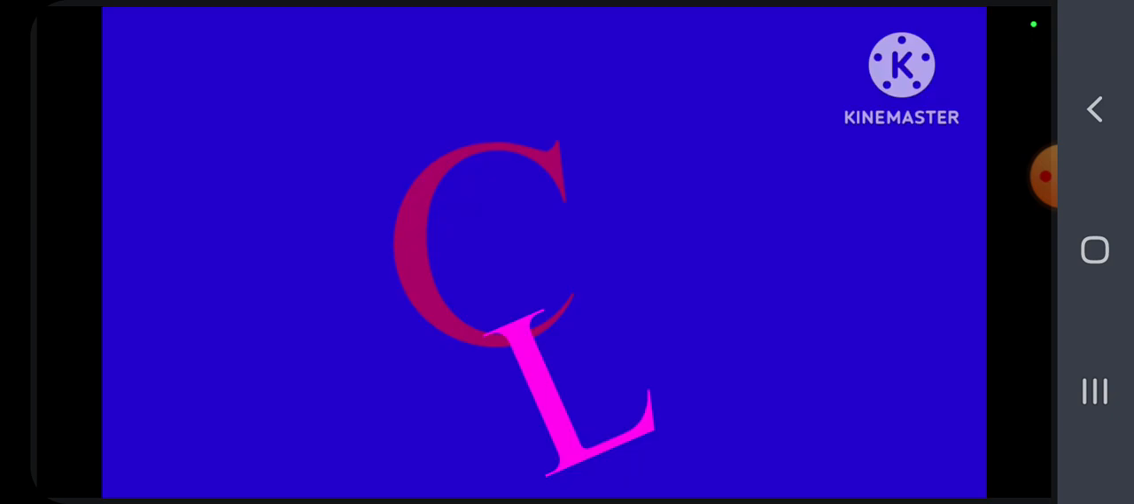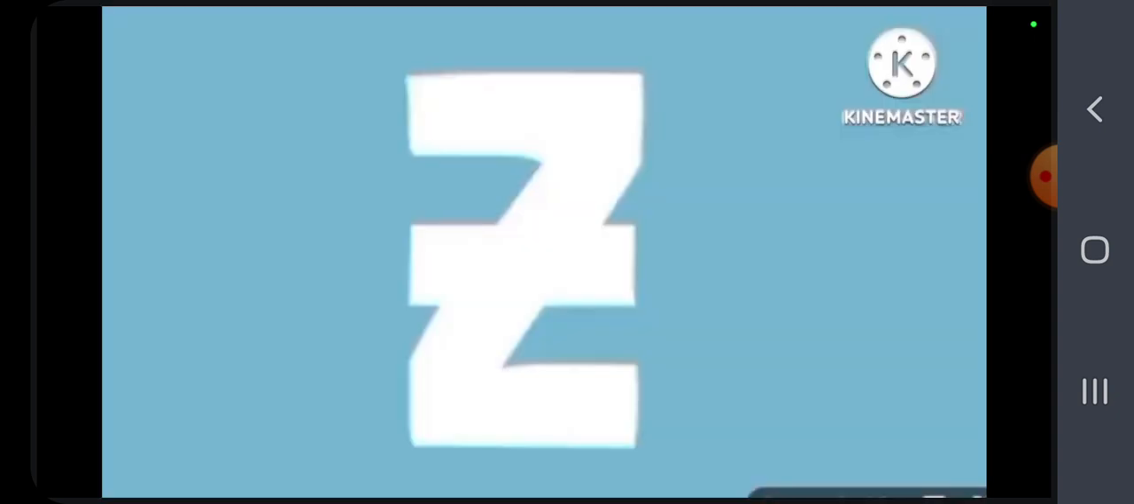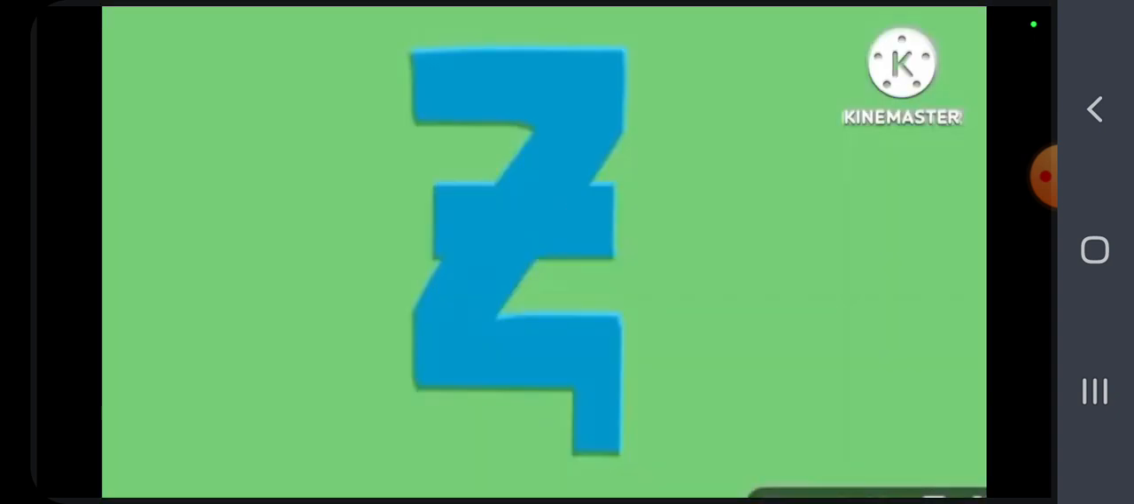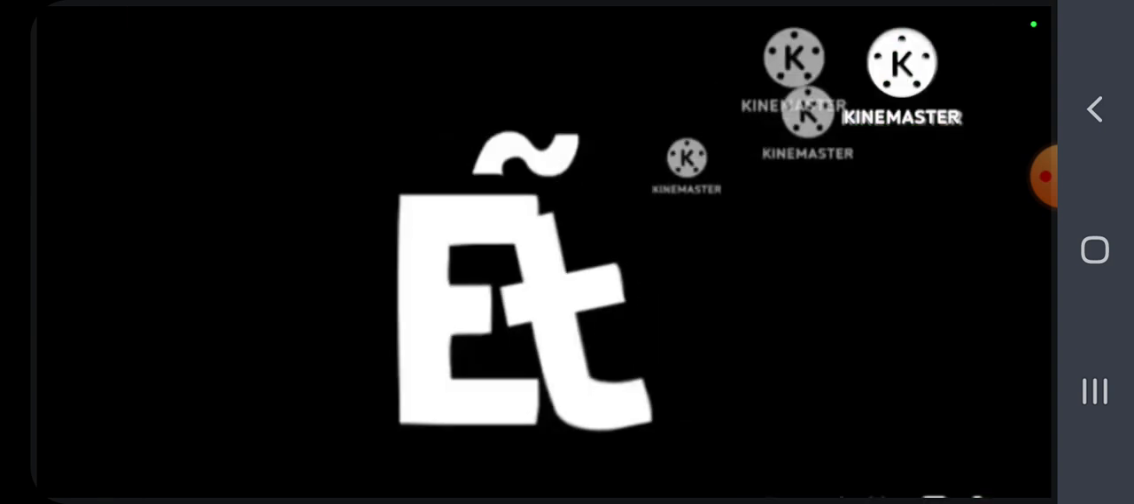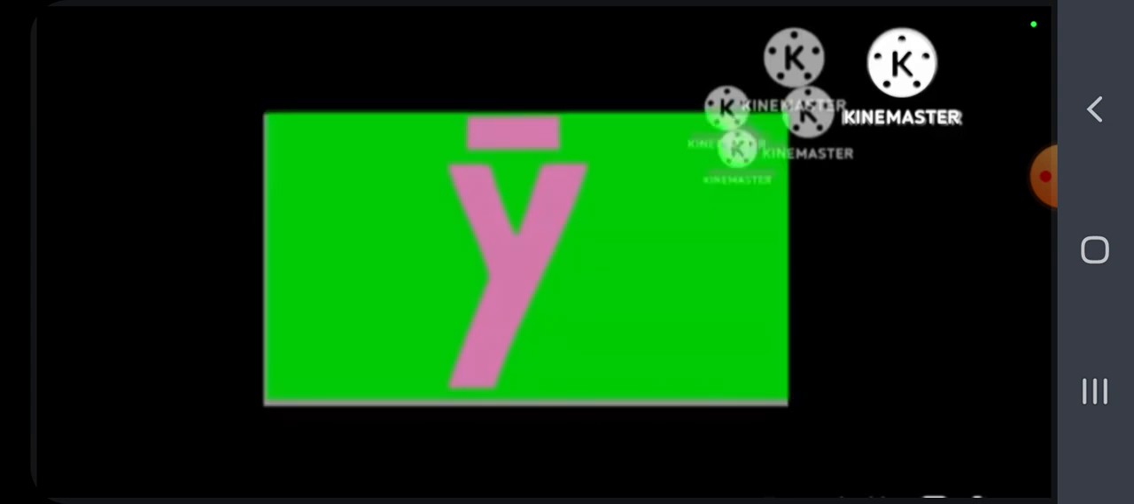V with cross line with tilde. Yan. Z with line. Z with tail. Z with tail cross. Z with tail cross down. Alpha with tilde. Alpha with tilde and infinity. Ooh, short. My short.